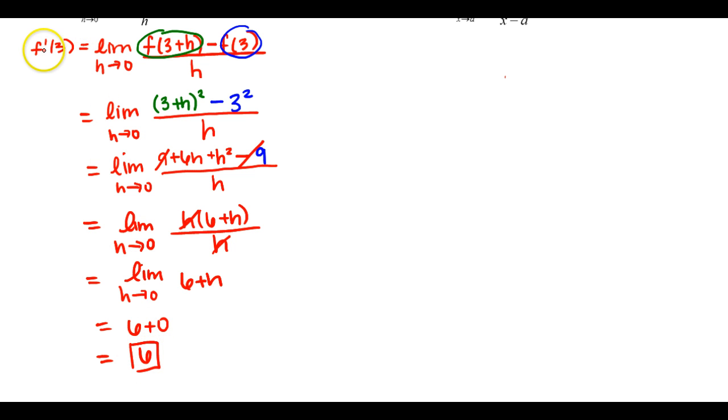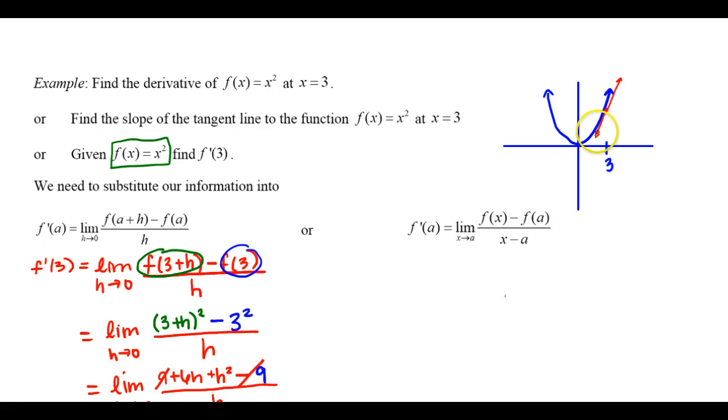So what we started out with is that f prime of 3 was this limit, which exists because it has a numerical value of 6. So what we found is that the slope of the tangent line, back up here, is 6, right at the x value x equals 3. So that was using this definition of the derivative with this particular difference quotient.